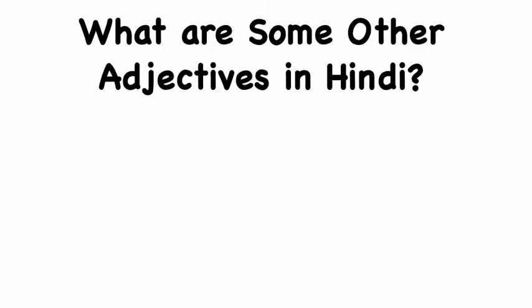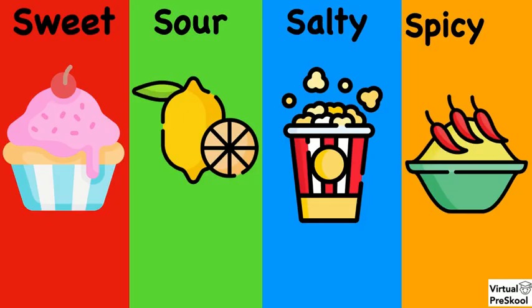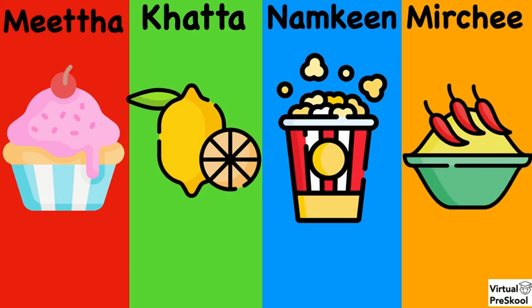All right, now what are some other adjectives in Hindi? There are lots of adjectives. Well, our taste words are adjectives, right? So sweet, sour, salty, and spicy. And in Hindi, these words are meetha, khatta, namkeen, and mirchi. Meetha is sweet, khatta is sour, namkeen is salty, mirchi is spicy.